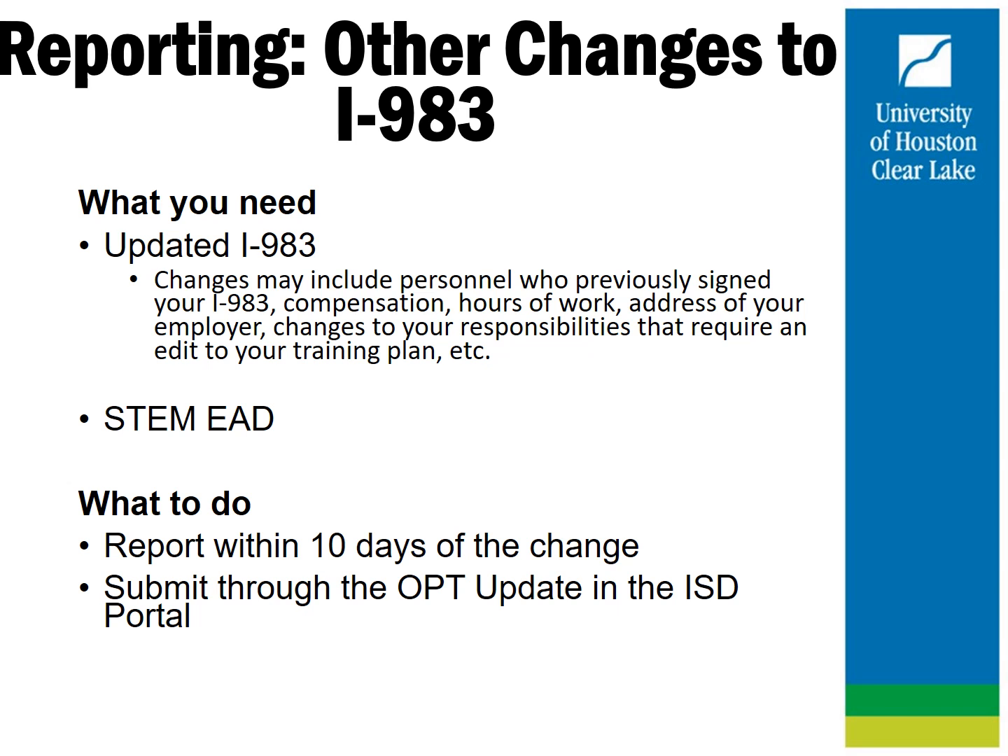Again, if your employer is remaining the same, but there is some sort of other material change that you need to report, you will need to submit an optional practical training update for a material change in employment. Changes to your I-983 may include personnel who have previously signed your I-983, changes in your salary, hours of work, the address of your employer, changes to your responsibilities that require an edit to your training plan. Those are some of the examples. Remember to report the change within 10 days.